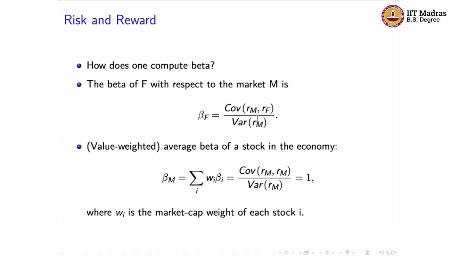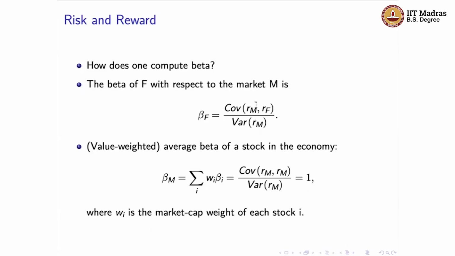Okay. All right. One can also ask, if this is the beta of a particular asset or stock, what's the average beta of a stock in the whole economy? Well, that is basically asking what's the beta of this market portfolio. And that's the weighted average of the individual betas, where the weights are the market cap weight of each stock. You can do the calculations, but this will turn out to be, if you use this formula directly, beta_M is covariance of R_M divided by variance of R_M, but the covariance of R_M with itself is just the variance of R_M. So therefore beta_M will be equal to 1.